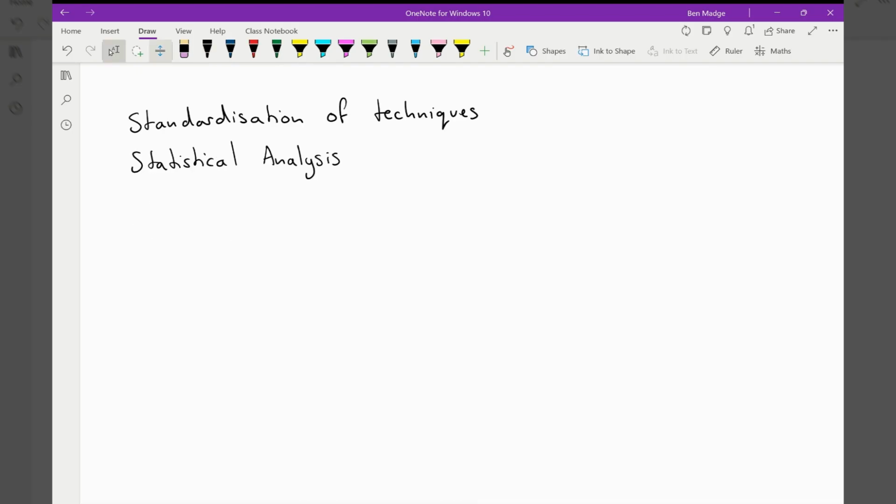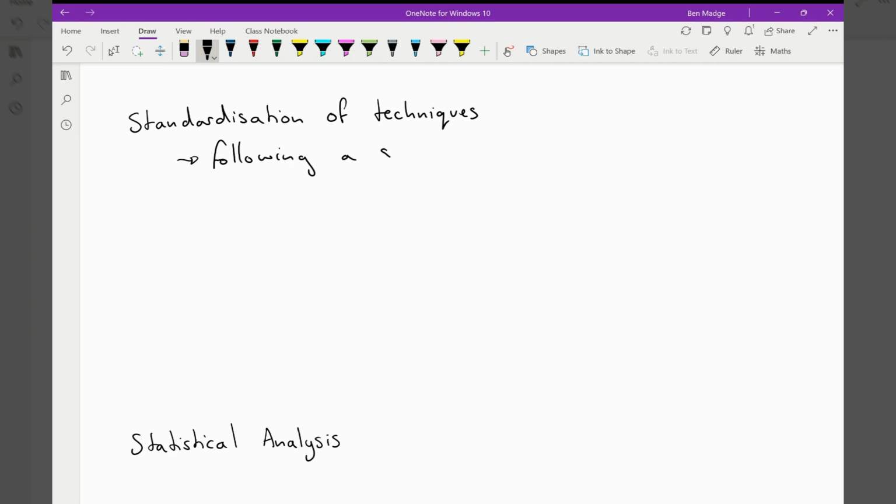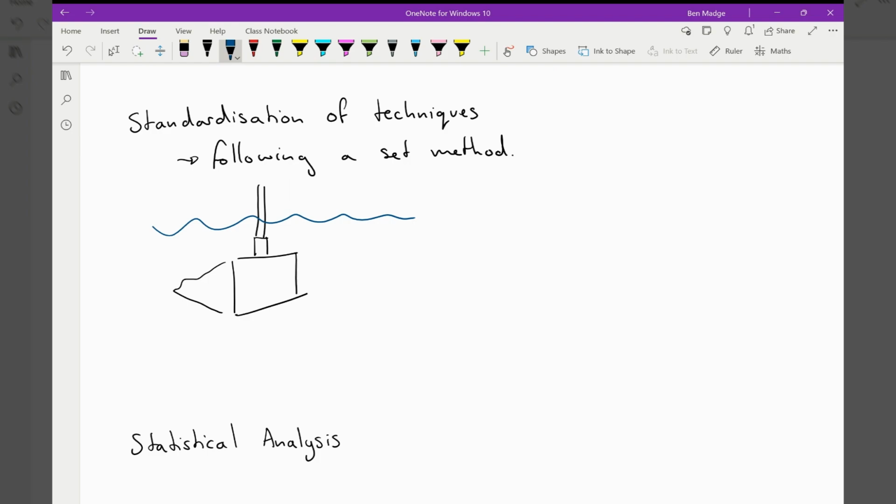The next one then is standardization of techniques. So this means that we are following a set method. How are we going to catch insects? How big is the net going to be? How bright is the light going to be? How long is it going to be switched on? If we're doing kick sampling, using a net in some water, we need to follow the same method each time.